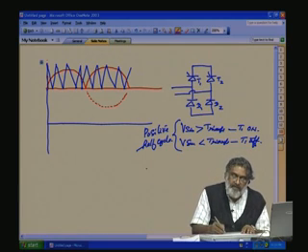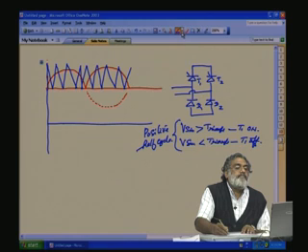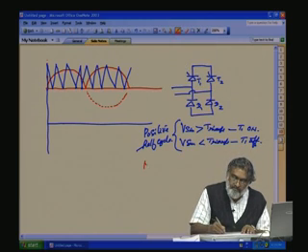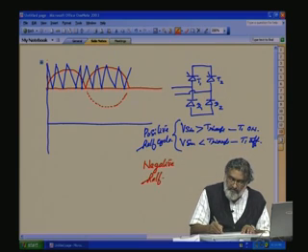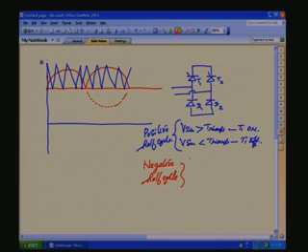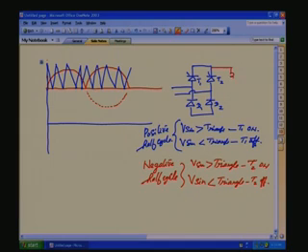Now, during the negative half cycle, again when V sine is greater than the triangle, T2 is on. When V sine is less than the triangle, T2 is off. Then let us see what is the type of voltage ripple coming across the load.